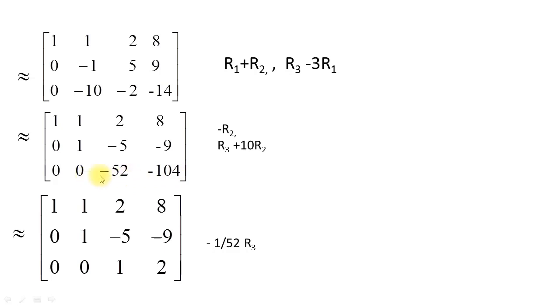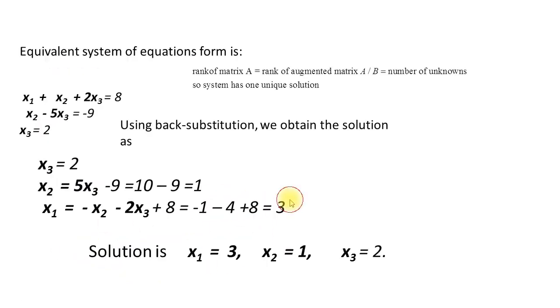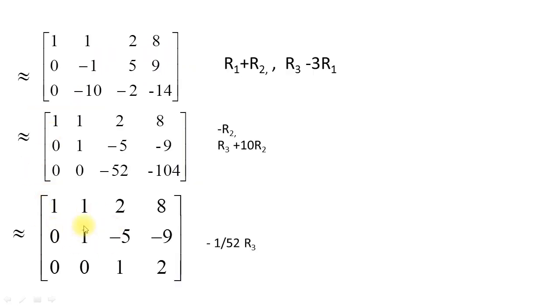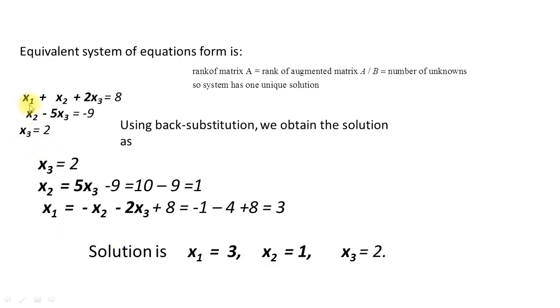Now multiplying the third row by minus 1 over 52 to obtain 1 on the diagonal. So we obtain 1 1 2 8, 0 1 minus 5 minus 9, 0 0 1 2, and this is the echelon form. From this echelon matrix, we obtain the equivalent system: x1 plus x2 plus 2x3 is equal to 8, and x2 minus 5x3 is equal to minus 9, and x3 is equal to 2.